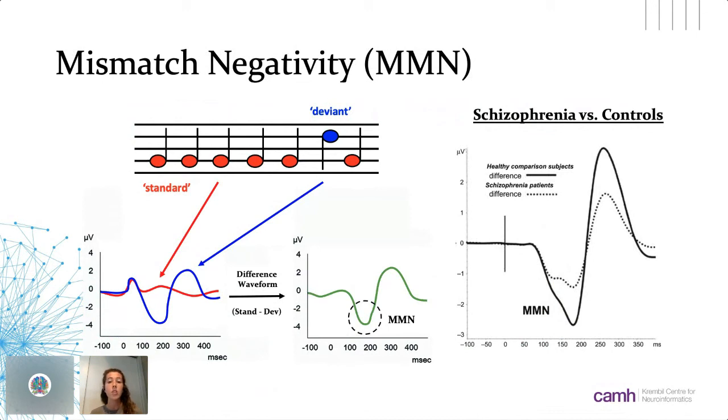What's so special about the MMN is that reductions in MMN amplitude have been reliably shown in individuals with schizophrenia, as well as individuals at clinically high risk for psychosis. So what we can do with DCM is investigate how these different regions communicate during the processing of the standard and deviant stimuli, and extend this to investigate impairments in this prediction error signaling.